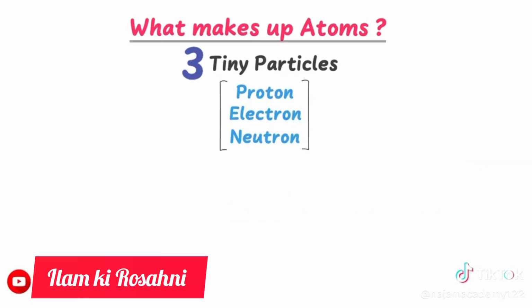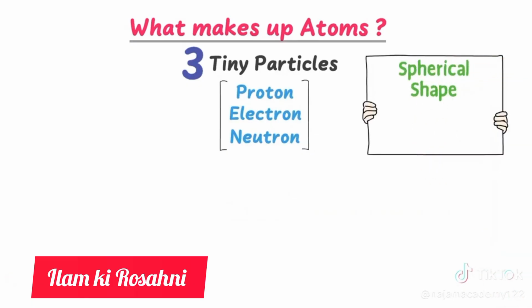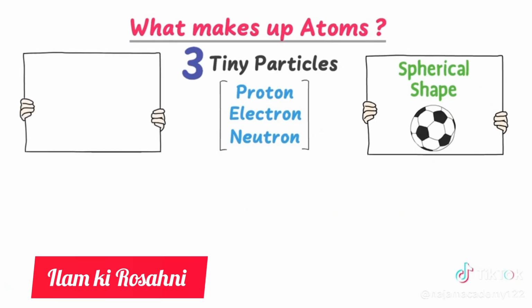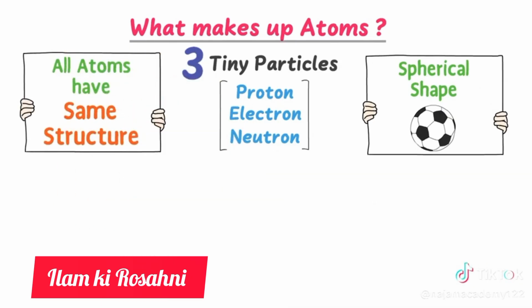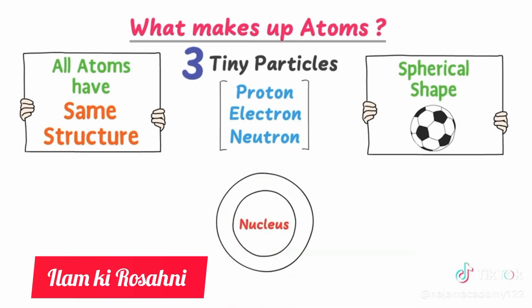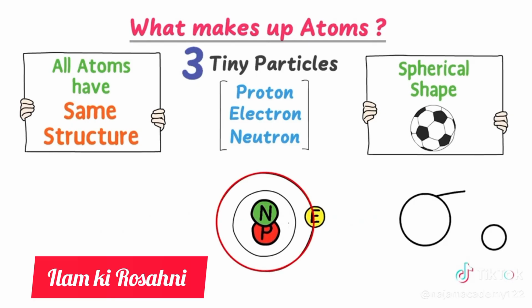Remember that the shape of any atom is spherical, like a ball. The structure of all atoms is the same. There is a dense central part in any atom known as a nucleus. Secondly, there are fixed paths around the nucleus known as the energy levels or shells. The protons and neutrons live in the nucleus, while electrons are revolving around the nucleus just like planets revolve around the sun.